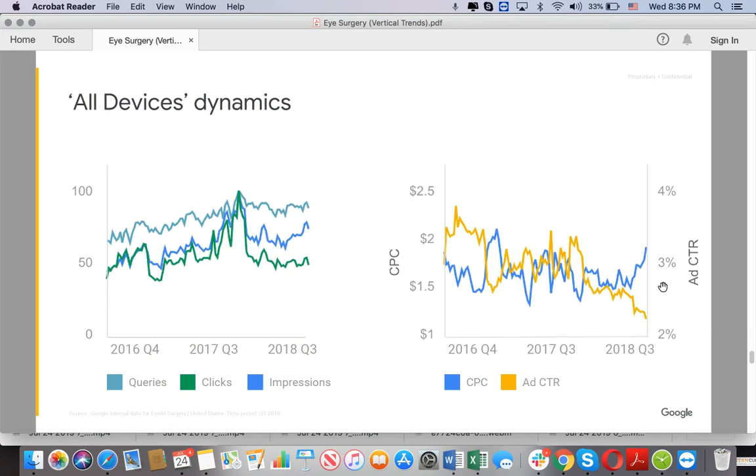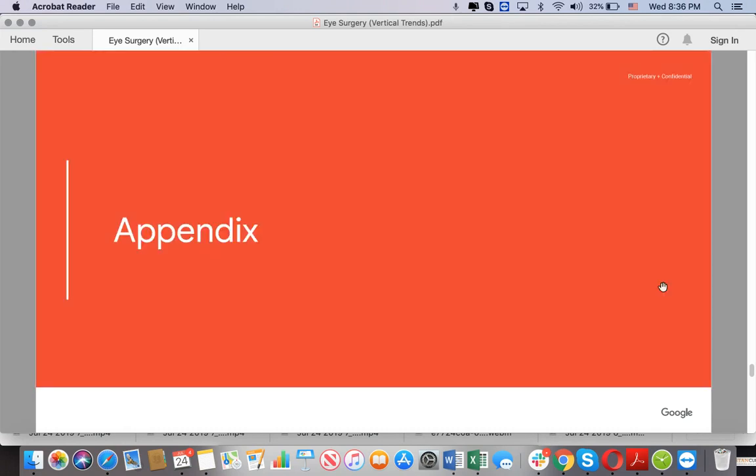And here's the overview of all devices. Everything is growing, queries, a lot of people looking for services in eye surgery, for the LASIKs. We're getting a lot of clicks and impressions in this industry. And let's speak about the appendix.